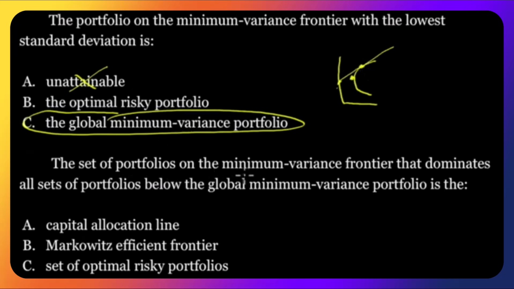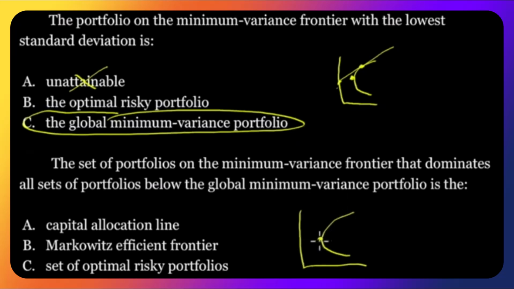The set of portfolios on the minimum variance frontier that dominates all set of portfolios below the global minimum variance portfolio is the capital allocation line, Markowitz efficient frontier, or set of optimal risky portfolios. So let's make sure we know what we're being asked. It's saying the set of portfolios on the minimum variance frontier that dominates all sets of portfolios below the global minimum variance portfolio. So let's draw it out.